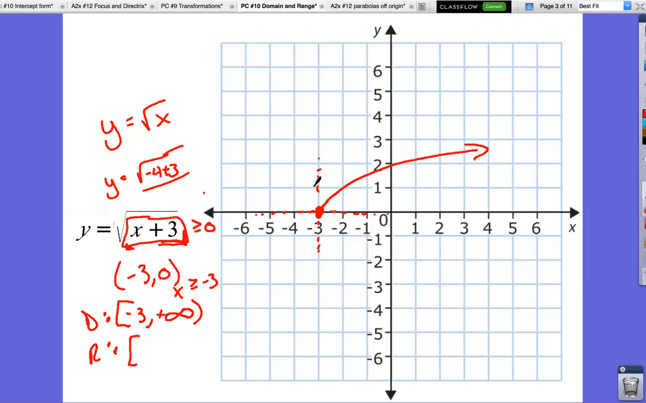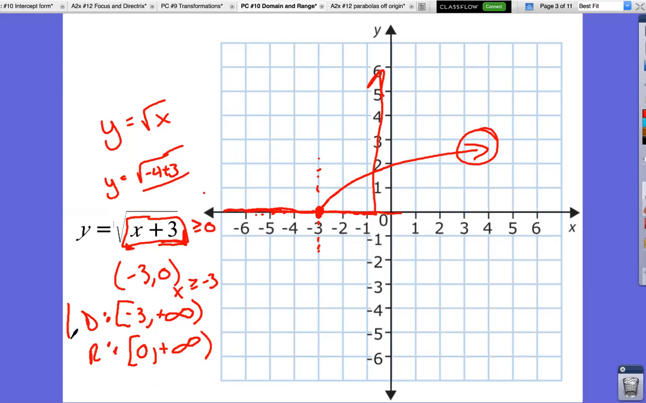-3. Now, so you're looking left. Now I'm from right here, I'm looking up. So what's the lowest value it gets to? 0. And how high is it going to go? To positive infinity, because it's going to keep going up.